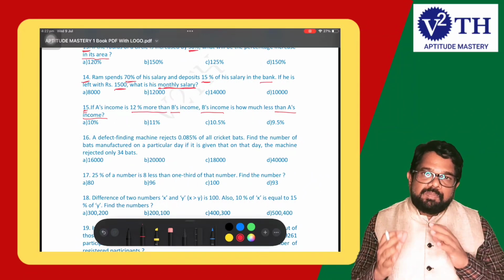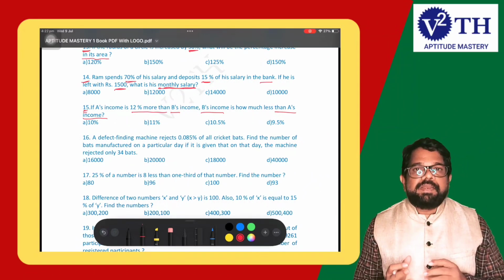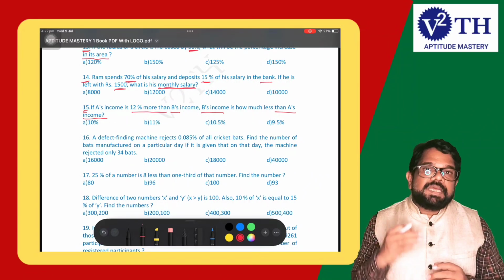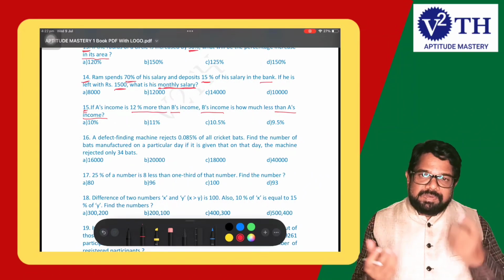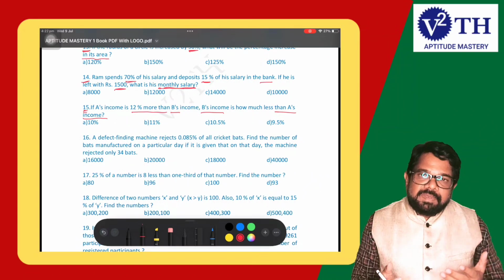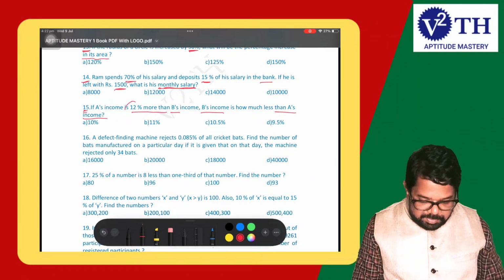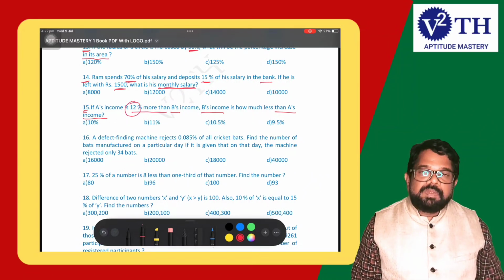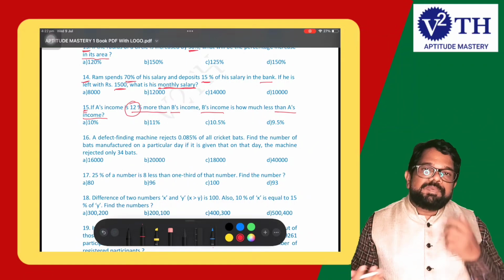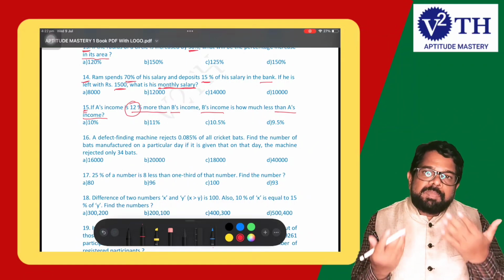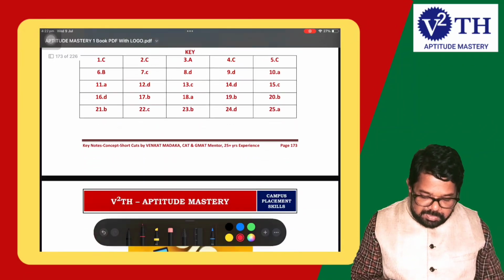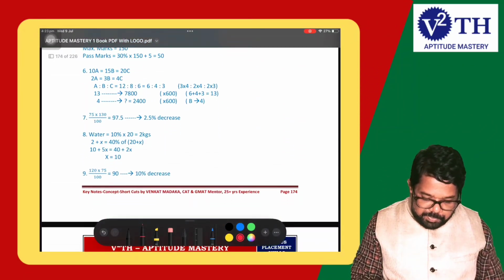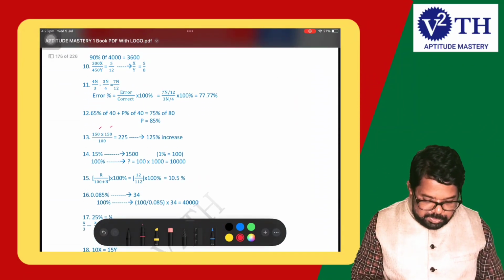Okay, if A is R% more than B, then definitely B is less than A. But B is how much percent less than A? You have to apply the keynote R by 100 plus R into 100%. Here also A is 12% more than B, it is given. Then definitely B is less than A. How much percent less than A means R by 100 plus R, means 12 by 112 into 100. Simply you can get it. See the explanation also, the same thing you got.